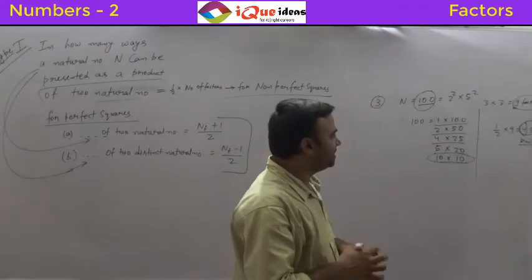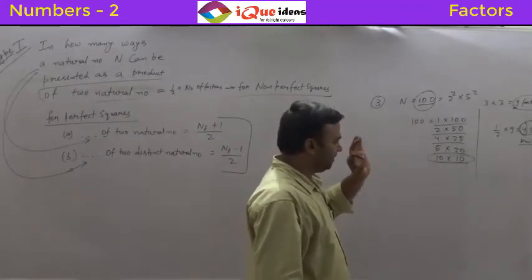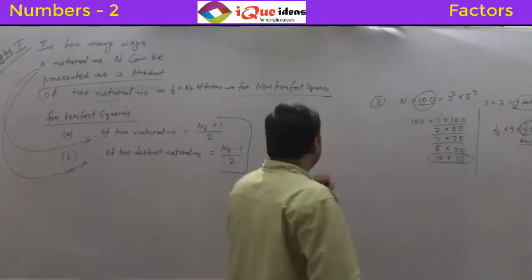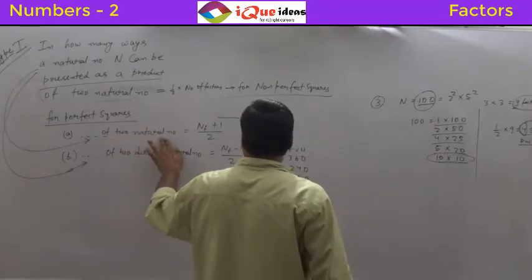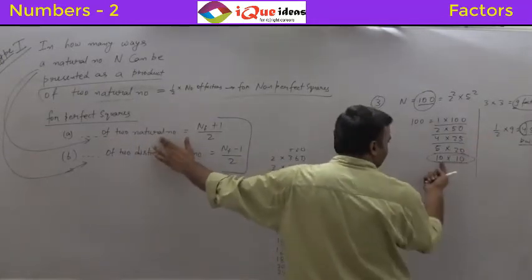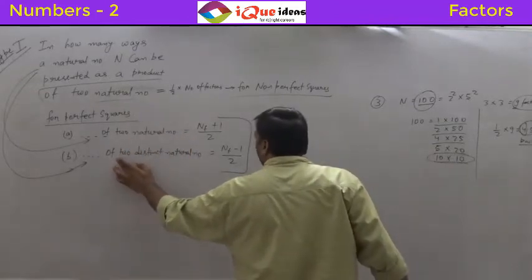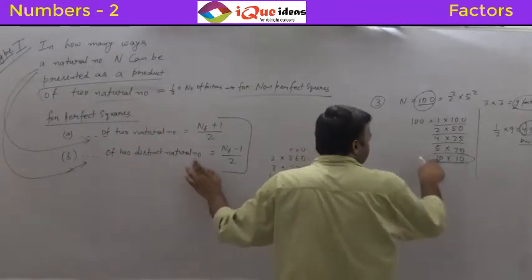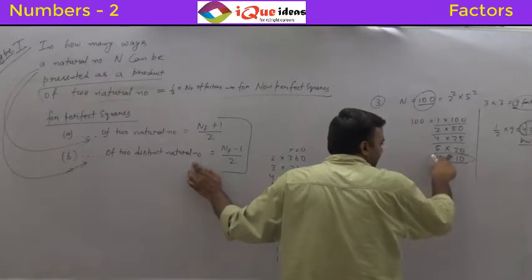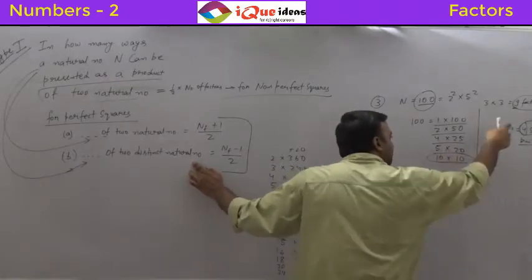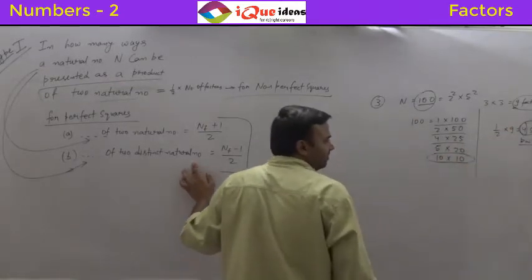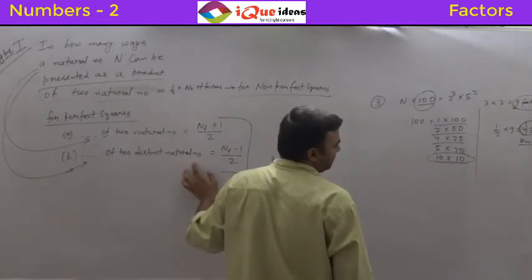So if the question simply says the product of two natural numbers, then the answer will be 4 plus this one, right? And if the question says of two distinct natural numbers, then the case where the numbers are the same will not be considered, and the answer will be only this 4. I hope that this makes sense.